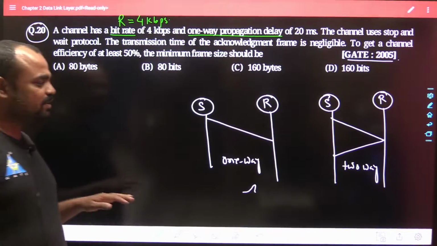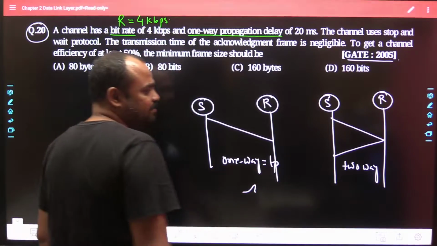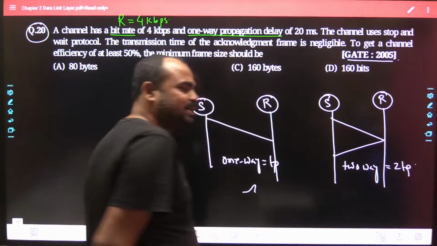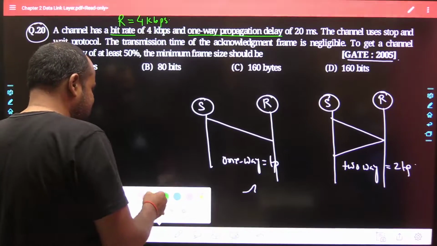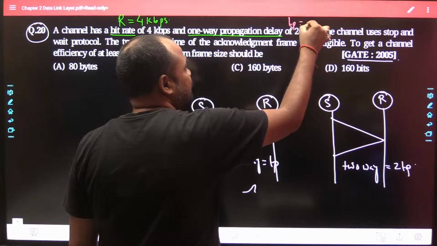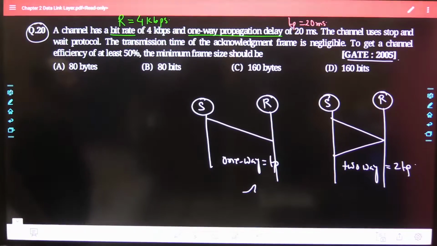Whenever one way is given, it simply means TP is given, and whenever two way is given, it simply means 2 TP is given. Are you getting my point or not? So one way propagation delay is given as 20 milliseconds. So this is nothing but TP equal to 20 millisecond. Yes or no? Now read ahead.